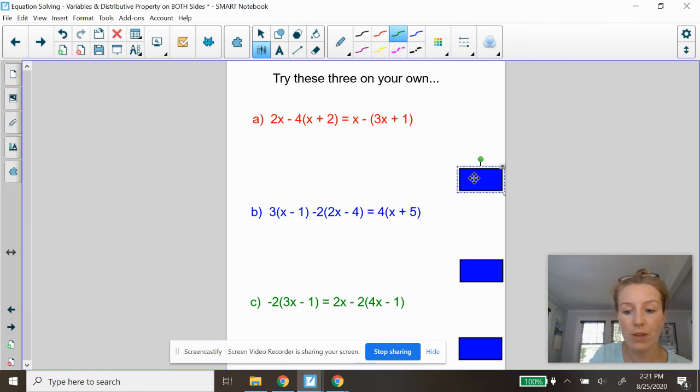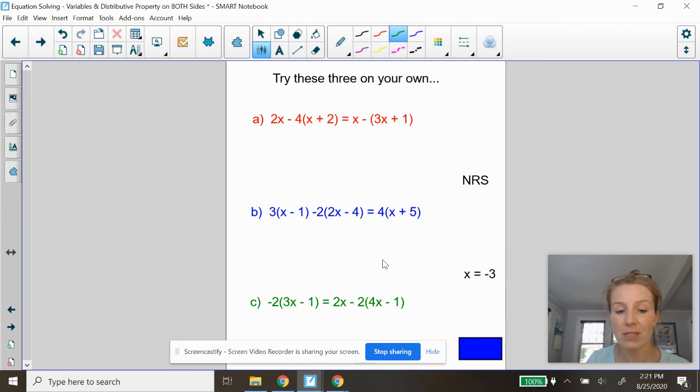All right, so hopefully you got NRS for the first one. Part B, remember you're going to have to do quite a few distributive property there, but I'm sure you can do it. And hopefully you got x equals -3. And for letter C, hopefully you got ARN, all real numbers. If you have any questions, please feel free to reach out to your teachers, and good luck with these equations.